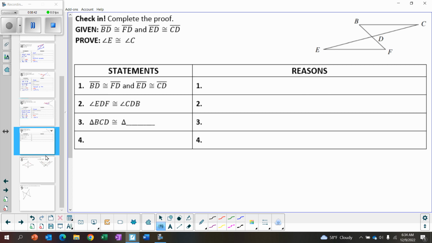Finally, one for you to try. So try this problem, pause, and when you're ready to see the answer, hit play.